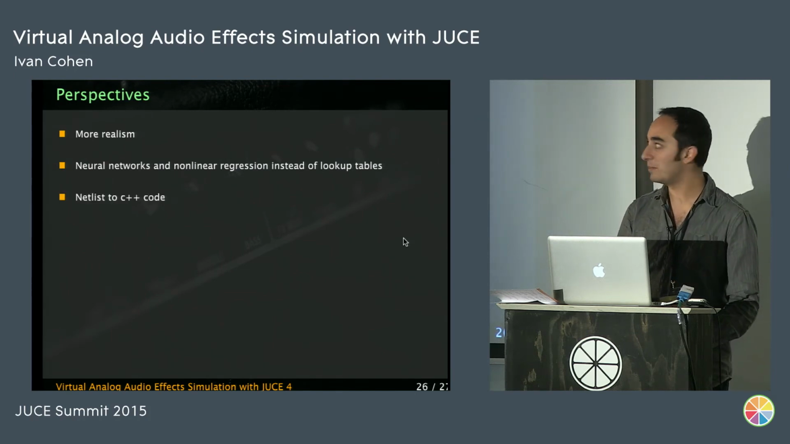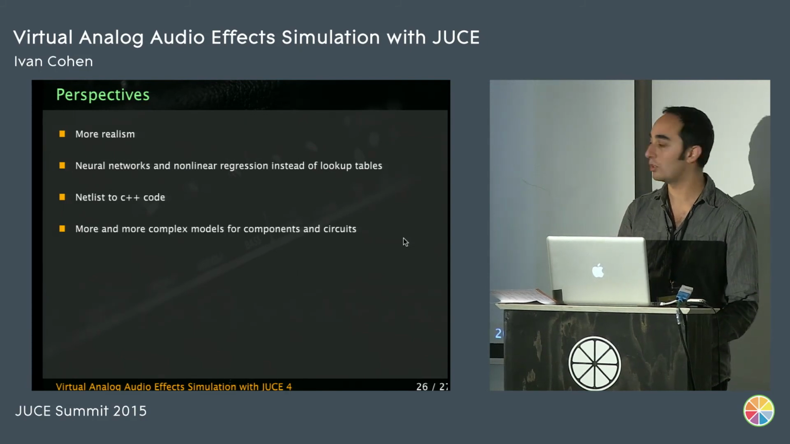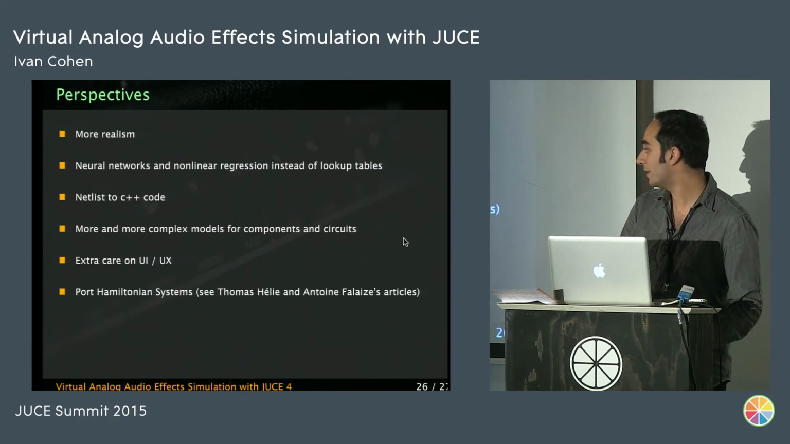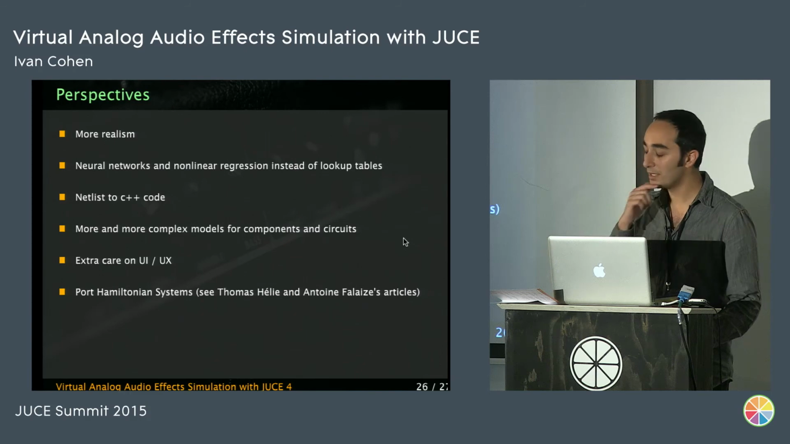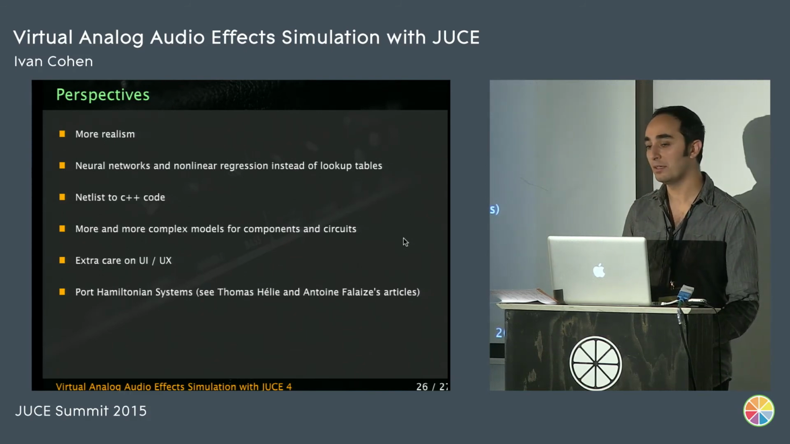We have some people working on software to get very quickly C++ code from any netlist. We have more and more complex methods for the components and the circuits, some care on the user interfaces. And there is something called pure Hamiltonian systems, which is done at IRCAM, which is very promising. If you are interested, you should check this out too.